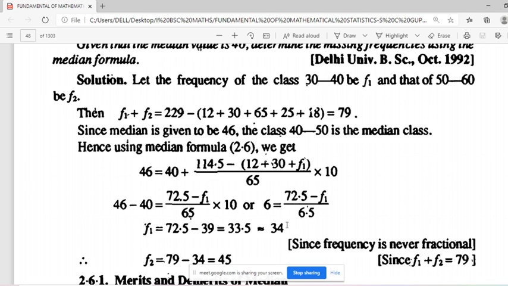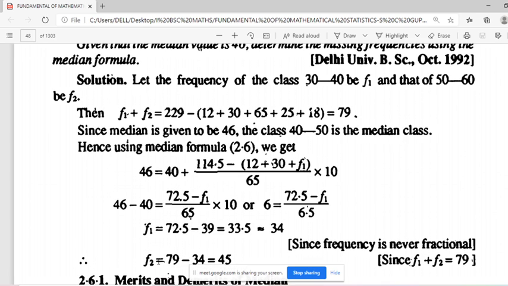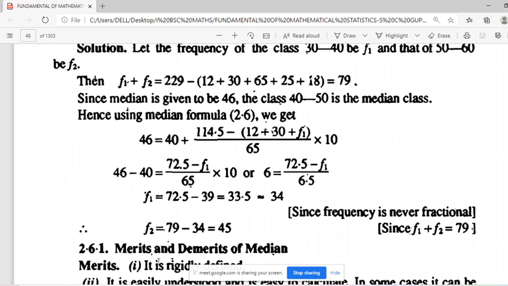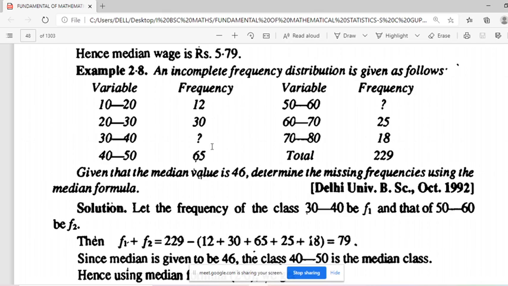But at the same time we have computed that F1 plus F2 is equal to 79. So from that we can see that F2 is equal to 79 minus 34. So we can obtain both frequencies. Here you have to identify the median class using some logic, also using some brain.